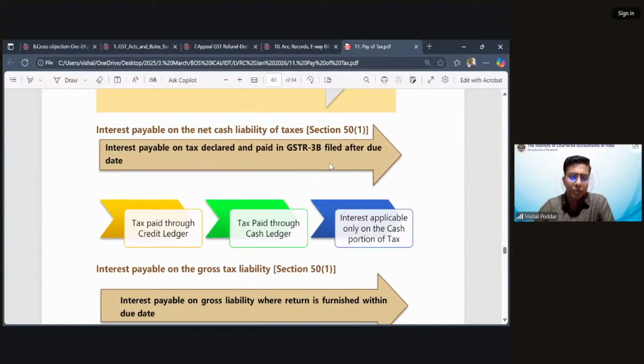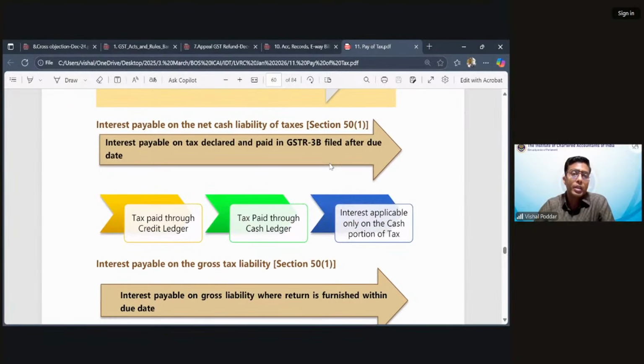Now, subsection 1 deals with what? Subsection 1 deals with late payment of your output tax liability. So whatever is your output tax liability, on that, if you are discharging that liability late, you have to pay interest. Now, the important point is how this interest is calculated. There are two mechanisms, or I will say there are two ways in which this interest amount is computed. One is on the gross liability, one is on the net liability. Now, what is gross? Gross is the total output tax. Net is total output tax minus the ITC balance that you have. That is the net amount which you have to pay through the cash ledger.